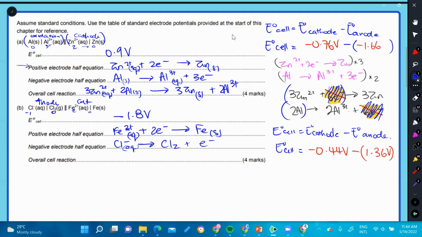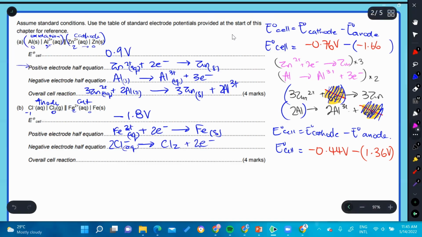Now this is going to give you -1, but we have 2 chlorine atoms here, so we need to put 2 chloride ions on this side. So this now becomes 2 minus. So instead of just 1 minus, we need a 2 minus charge balance, so we have to put 2 electrons as well. Now, if we write these two, we have Fe2+ and 2 electrons, that's going to give you Fe solid, and 2 Cl minus giving Cl2 and 2 electrons. They're already the same, so we can just cancel them out.